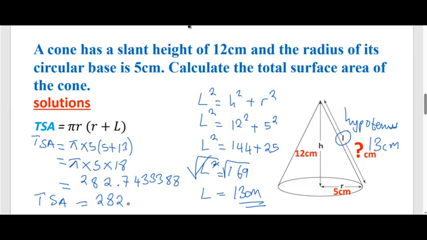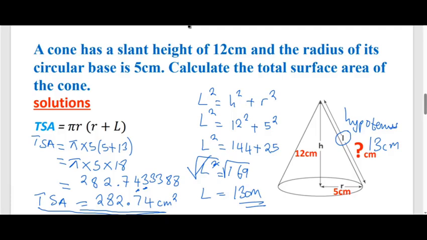282.74 square centimeters, because this is an area. So this was the total surface area of the cone. We have said 74 because the 4 is rounded up by the 3. The 3 can't round up the 4, so it stays the same number 4. So this is how we can find the total surface area of the cone.